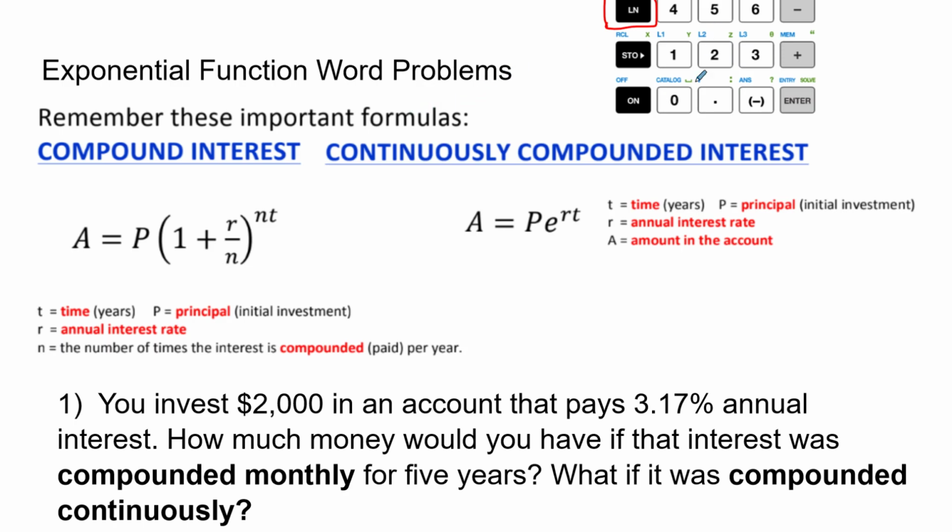Let's do some word problems. So first off, we have to talk about two different types of interest. We have compound interest, just regular old compound interest, and we have continuous compound interest. Essentially the difference is with regular compound interest, you have some principal investment that you're starting with, and you earn interest on it, and that interest is calculated periodically. So every day or every month or every year.